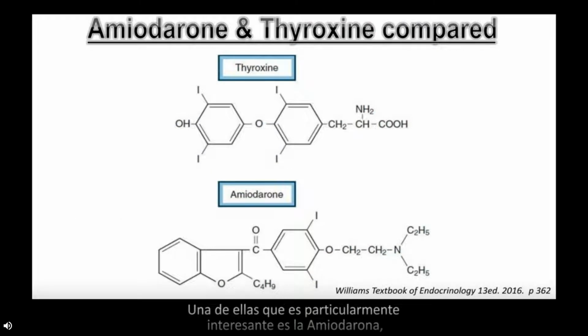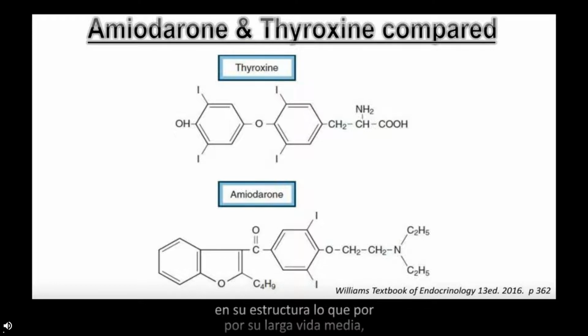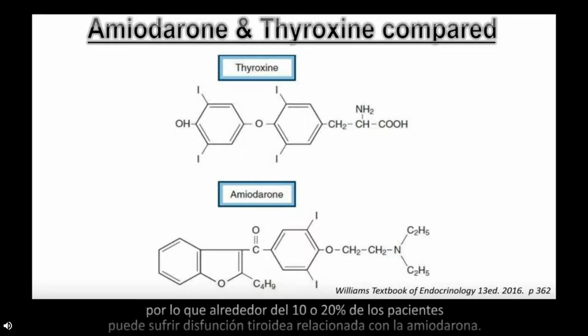One of them that is particularly interesting is amiodarone, which is a great anti-arrhythmic drug. The reason is because amiodarone has two iodines in its structure, such that because of its long half-life, the iodine gets deposited in the body, and the effects of amiodarone in patients, up to maybe about 10 or 20% of patients may suffer amiodarone-related thyroid dysfunction.